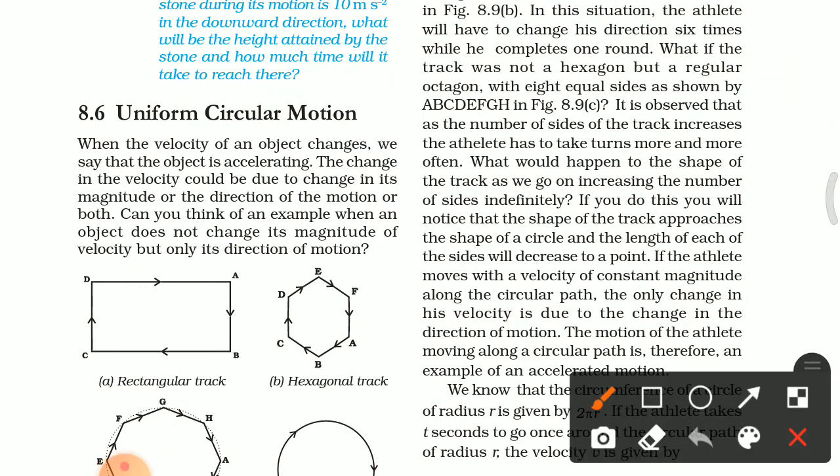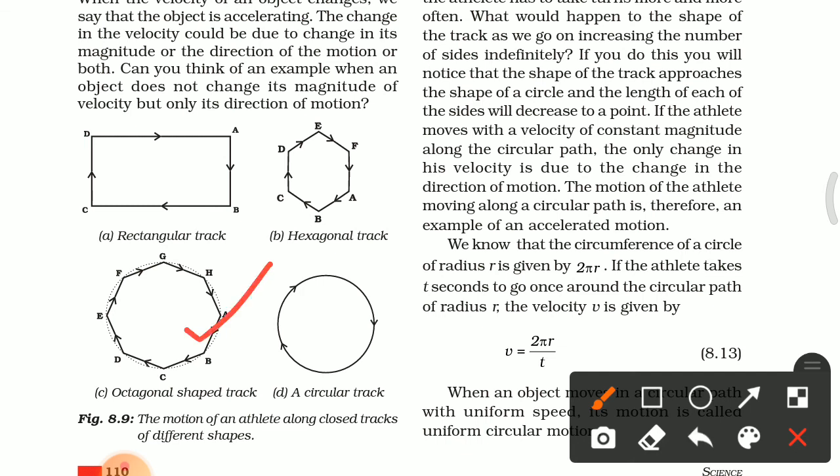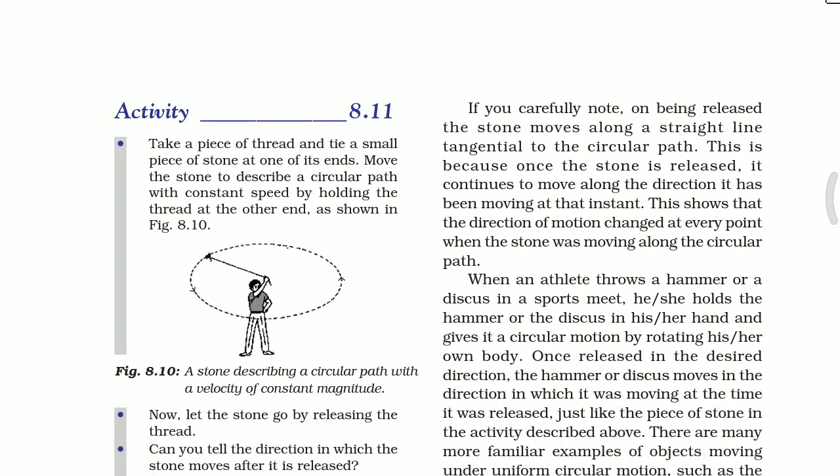Then see the topic 8.6, uniform circular motion, with the rectangular track, hexagonal track, octagonal track and circular track. And we derived the speed formula v equal to 2 pi r by t. And the activity I discussed.